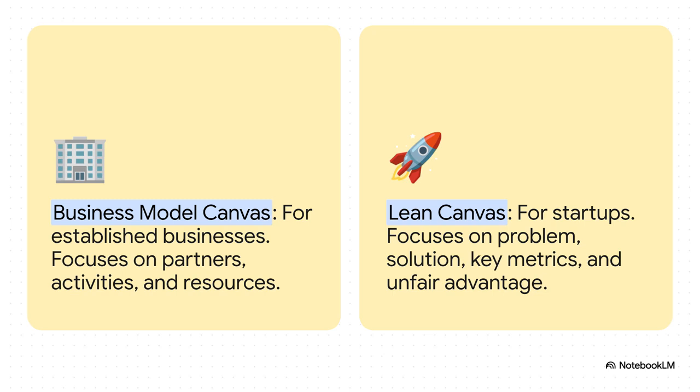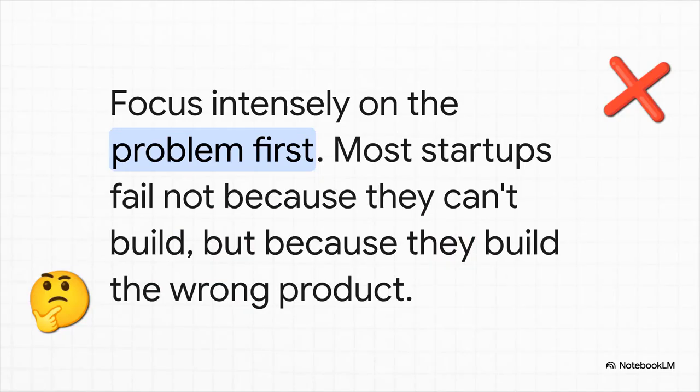But then you have the lean canvas. Notice how it swaps out some of the boxes? Instead of key partners and key resources, it puts front and center the things a startup obsesses about: the problem, the solution, your key metrics, and, my favorite, your unfair advantage. And the whole philosophy behind this change is so simple, but it's also really profound. See, most startups don't fail because their tech is bad or they can't build the thing. They fail because they build a beautiful solution to a problem that nobody actually has. The lean canvas is designed to prevent that. It forces you from day one to become an expert on the problem long before you fall in love with your solution.